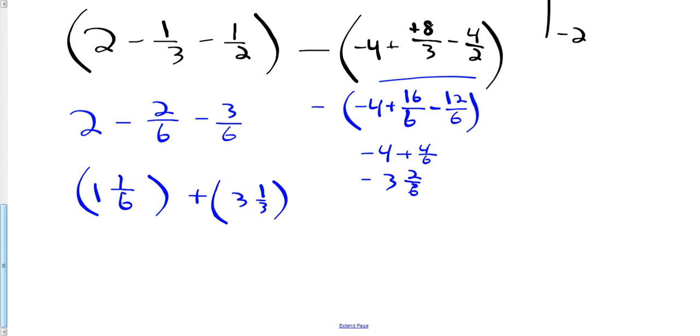Okay, so we add those together. We got 4 and 2/6 plus 1/3. Oh, sorry, oops. That's a little backwards, isn't it? 4 and 1/6 plus 2/6, right? So 1/6 plus 2/6 is 3/6, I believe. So that is 1/2. So 4 1/2 should finally be our answer for that problem. 4 1/2 is what we're looking for, or 9 over 2. So that's what the book has.